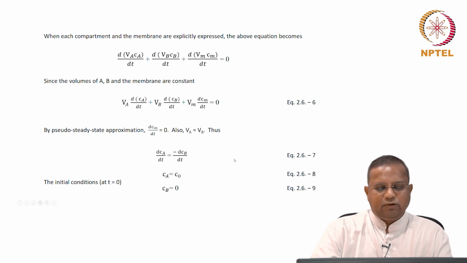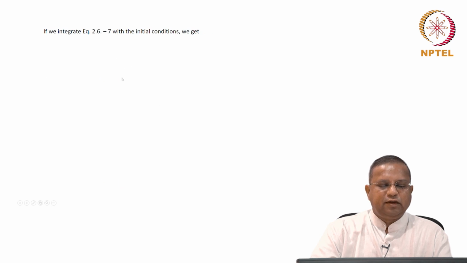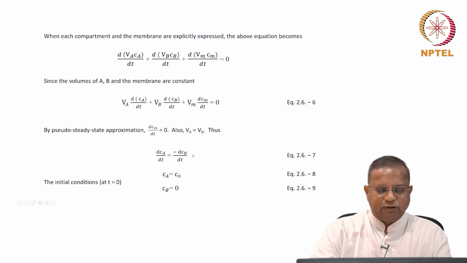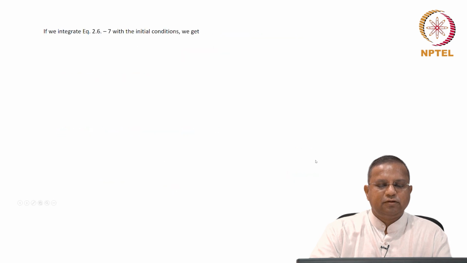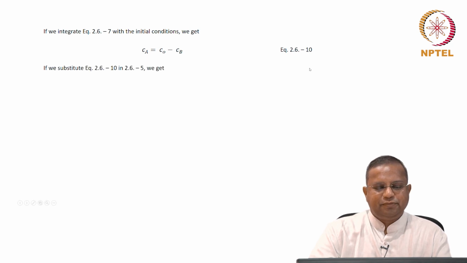Okay. So, now if we use this and solve the differential equation here, we will get Ca equals C0 minus Cb. Okay. Straightforward, I'll let you solve that. That's a very straightforward thing. It's good practice for you. We'll call this equation 2.6-10.